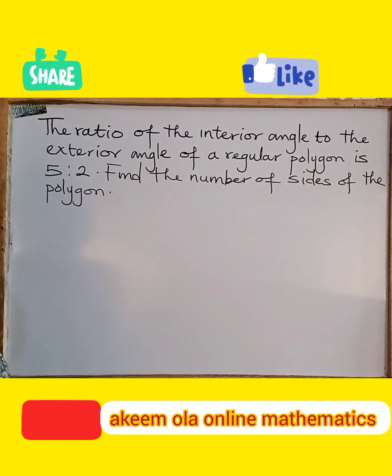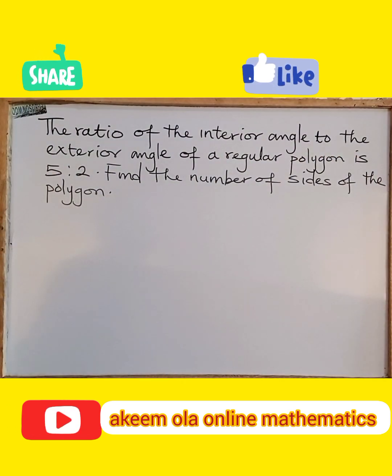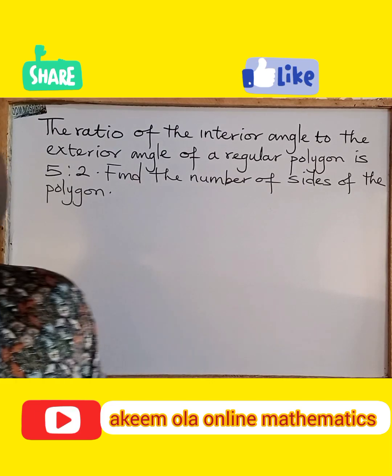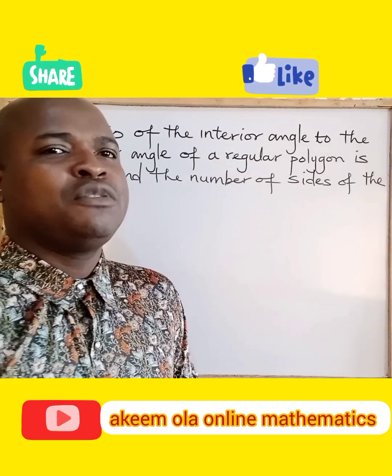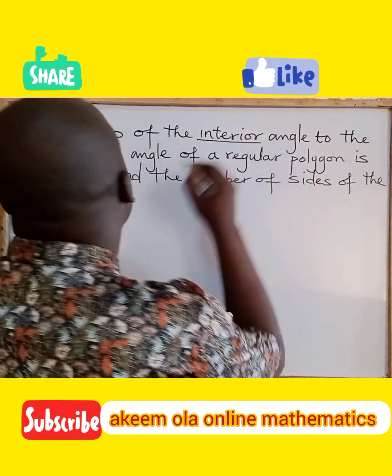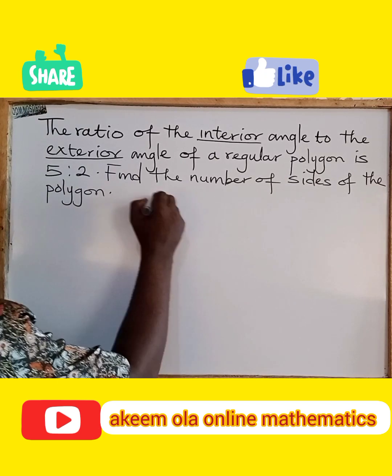We have the ratio of the interior angle to the exterior angle of a regular polygon is 5:2. Find the number of sides of the polygon. If you look at this question, we have some terms that we are going to consider: interior and exterior. From the question, I can write the solution now.